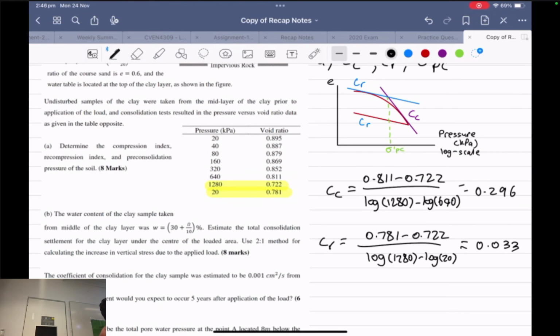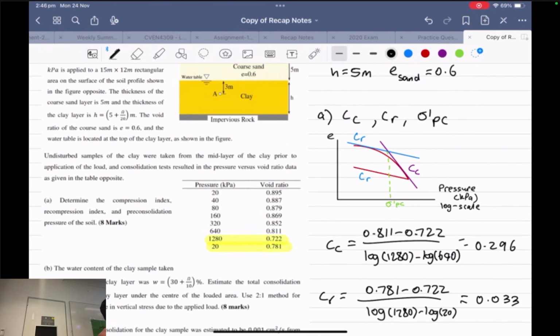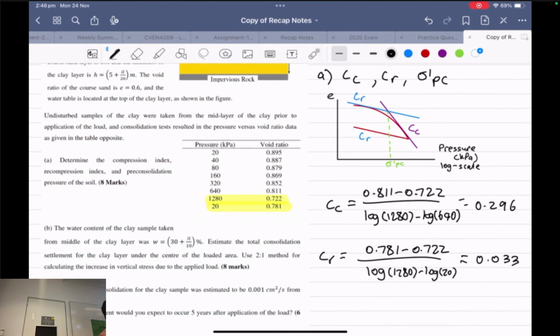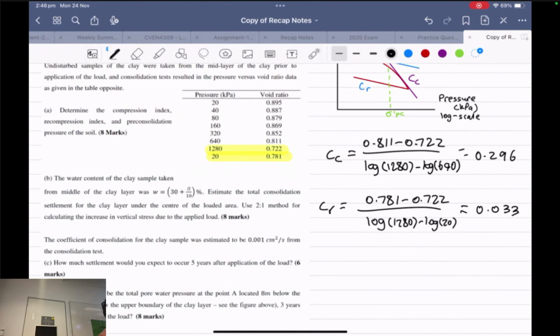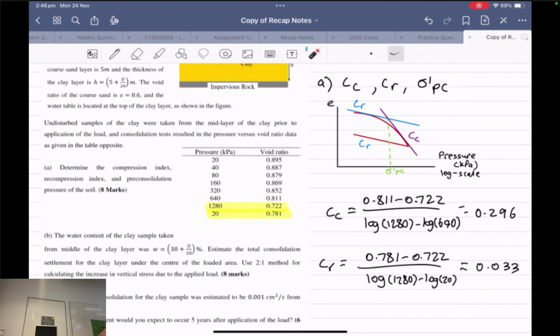Right, and this part also asks for the pre-consolidation pressure. Normally how you find pre-consolidation pressure is you graph everything up, the official way is Casagrande's method, where you draw the bisectors and tangents and all that, and you find the point of intersection between the tangents and the bisectors. Because this was an online test, they would have been expected to do that by graphing, but because we don't have those facilities, we can just take sigma dash PC to be an approximated point.